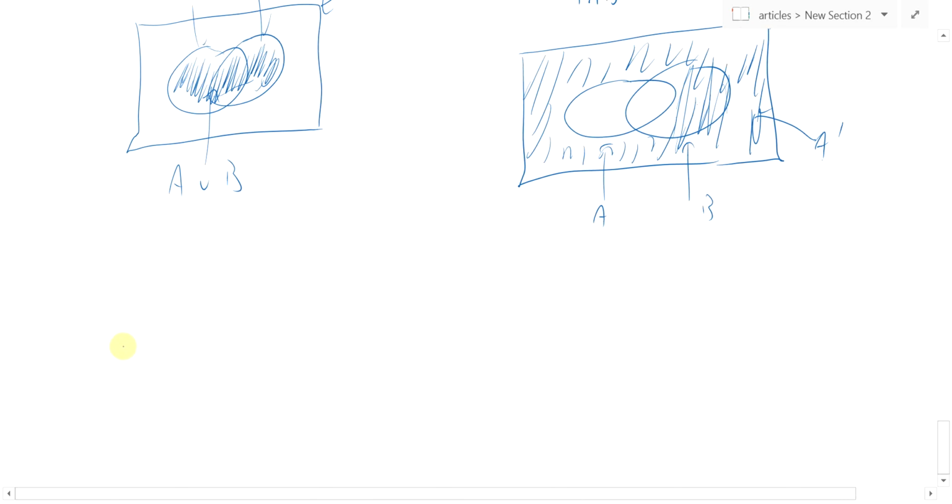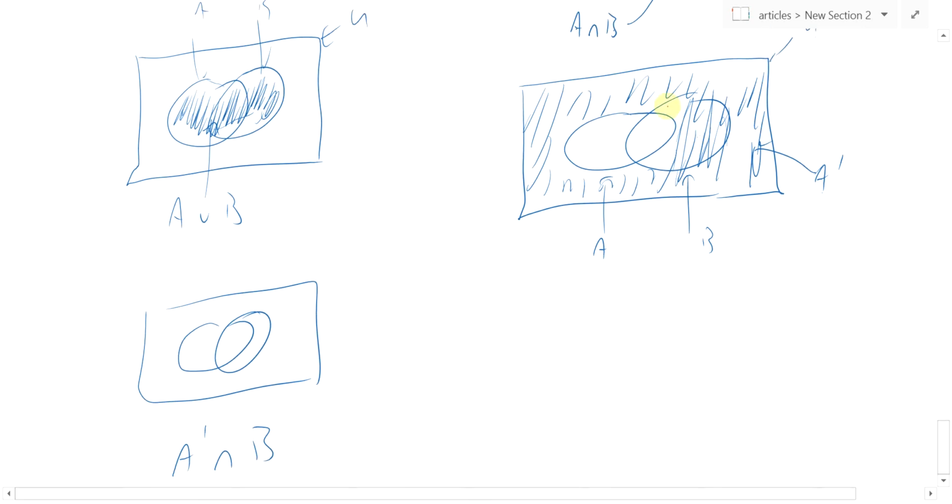You know, it can get a little complicated, right? What is A prime intersection B, for example? Well, we know what A prime is. It's everything outside of A. That's all this stuff. What's B? B is everything that's inside this circle. So what's A prime intersection B? Well, it's everything that's outside of A but inside of B. It's just this part.